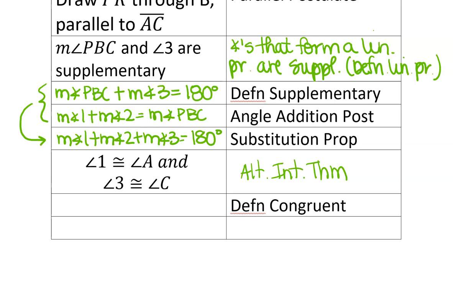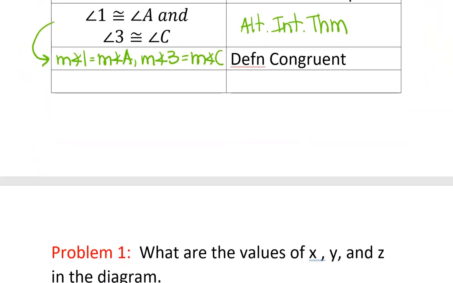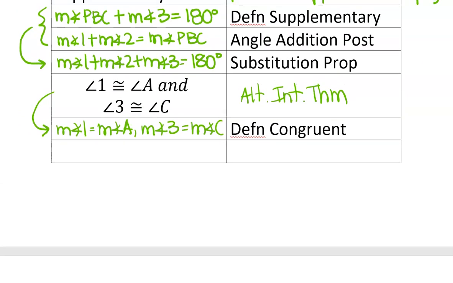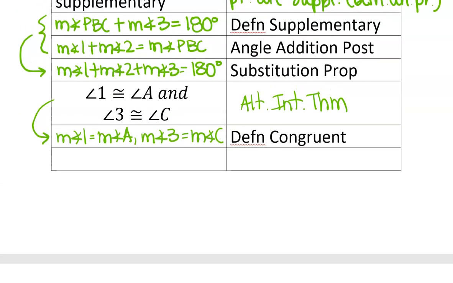Okay. Definition of congruent. We are going to convert congruent symbols to equals so that we can use them together. Measure of angle 1 is equal to measure of angle A, and measure of angle 3 is equal to measure of angle C. Definition of congruent. Okay, well, how can we use those together to get to the end? We can substitute in for those things that we need.